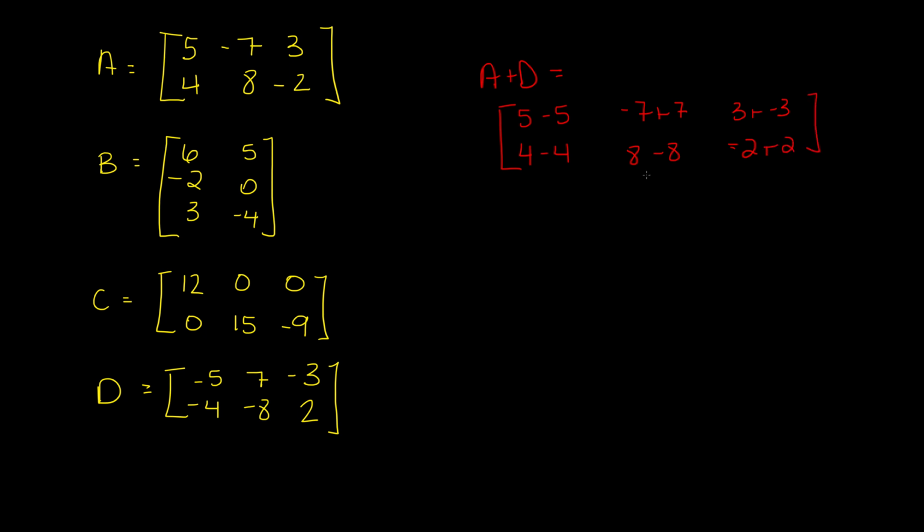So what I get here is when I do all this subtraction, I get a 0 for 1,1. I get a 0 for 1,2. I get a 0 for 1,3. I get a 0 for 2,1. I get a 0 for 2,2. And I get a 0 for 2,3. And eventually, we get a matrix with all zeros.